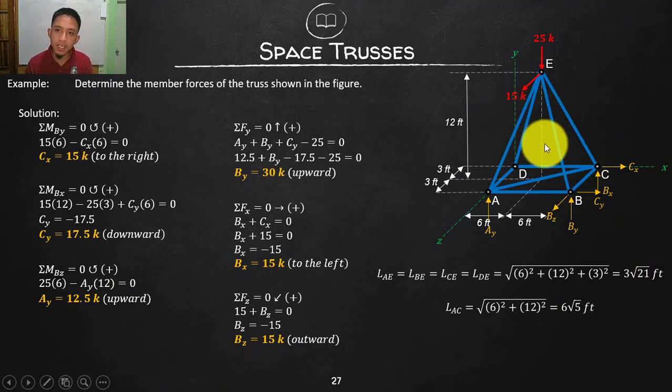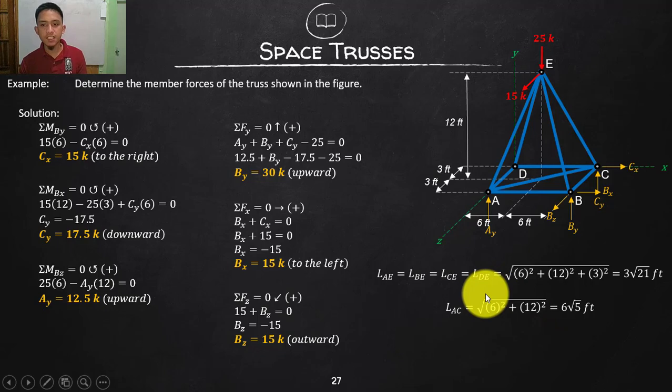And then we need the length of this AC. What we only need here is the Z and X projection. That is 12 and that is 6, since 3 plus 3 is 6. So by the Pythagorean theorem, 6 squared plus 12 squared gives us 6 square root of 5 feet. Those are the lengths that we will need later on for the fraction of the components.